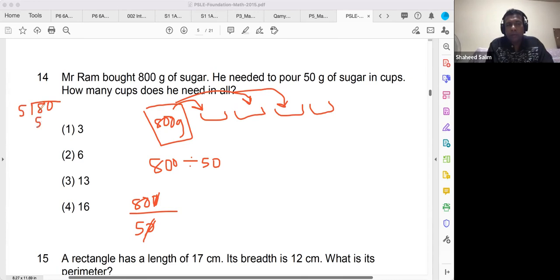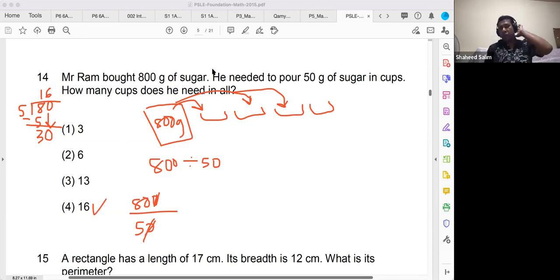Divide by 5, 1. Minus, you get 3. Bring down the 0. Get 30. 30 divided by 5, get 6. You don't need to complete the working now, because you already got the answer. So the answer is 16.